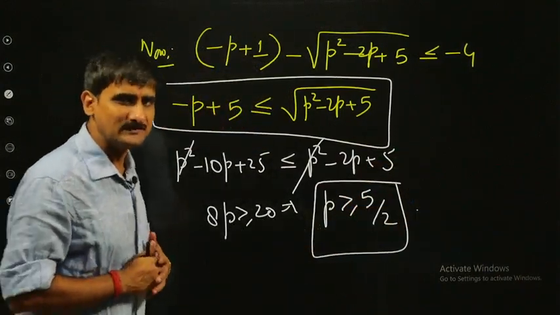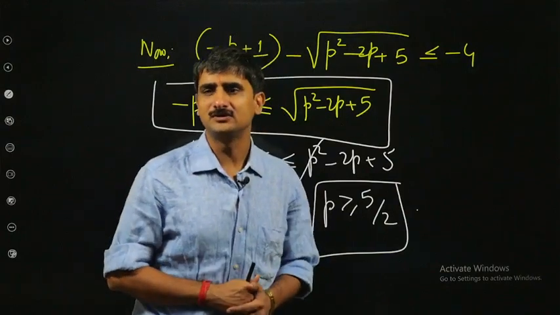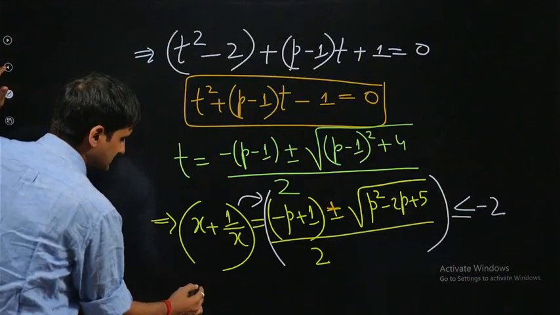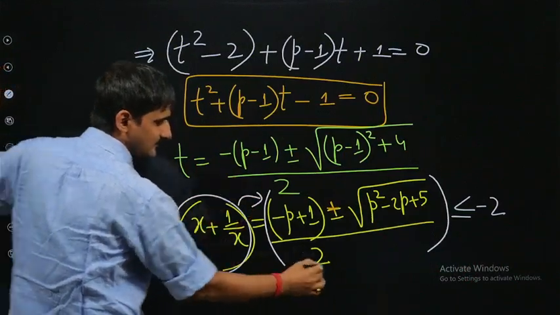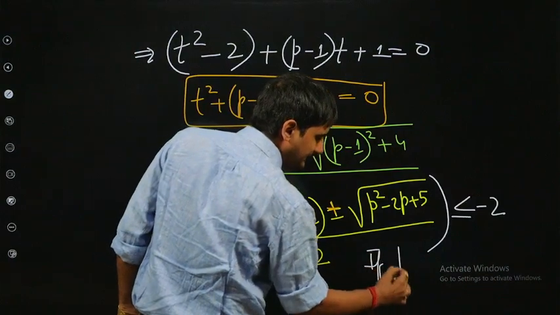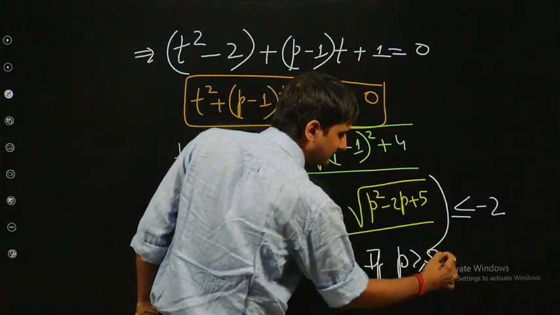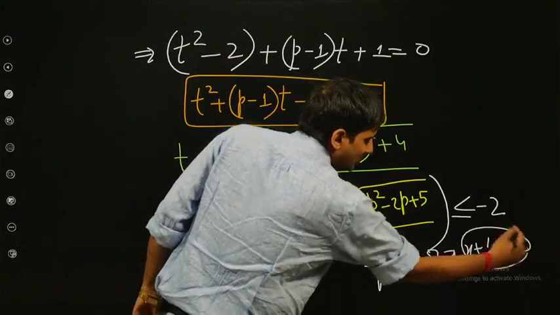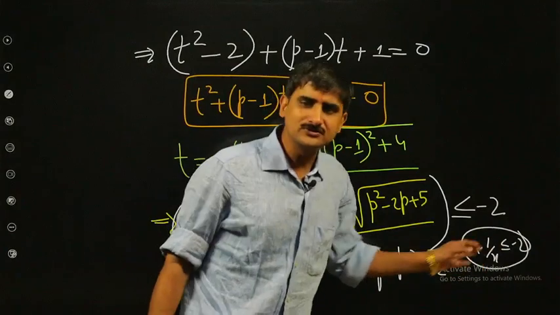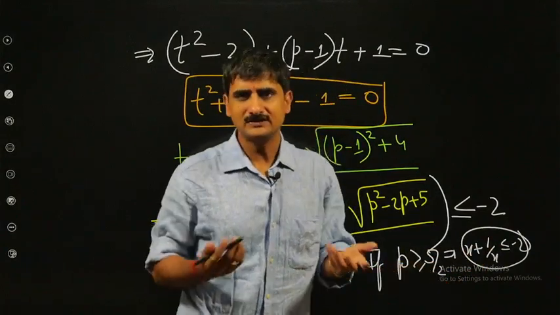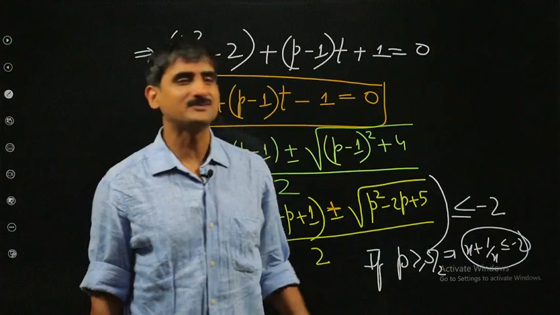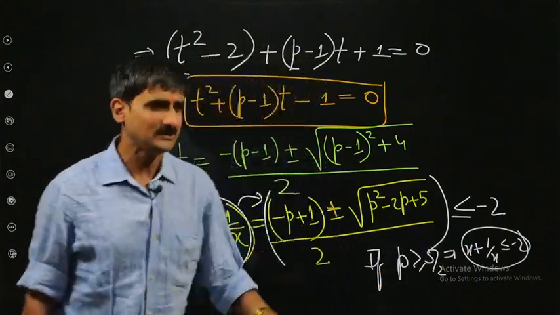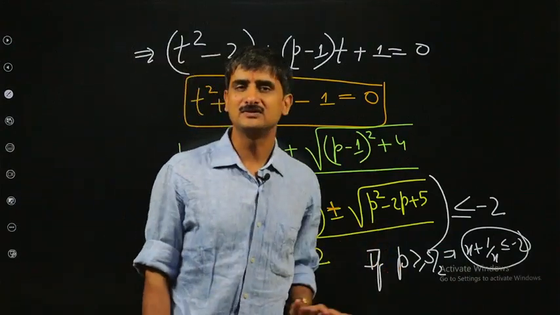See, now what does that mean? If p is greater than or equal to 5 by 2, that means x plus 1 by x is less than or equal to -2. Now since that's always true, whenever you solve it, you will get real x for sure, and both roots will be negative because this holds only when x is negative. So according to me, the answer is p is greater than or equal to 5 by 2.